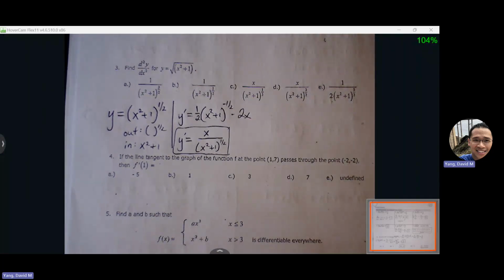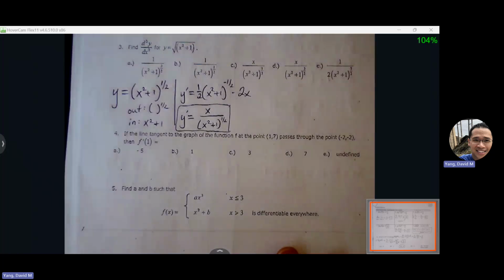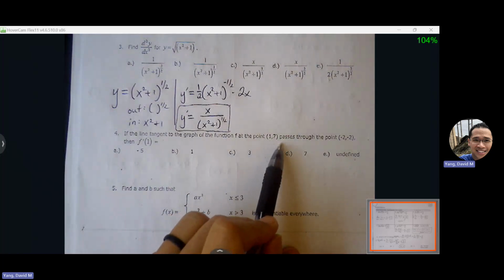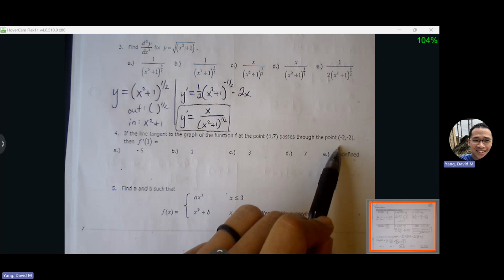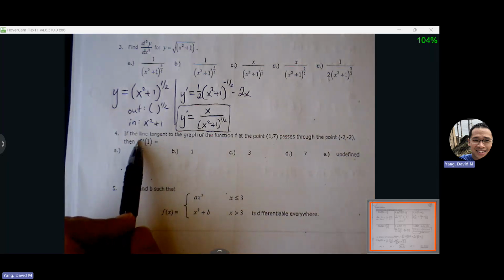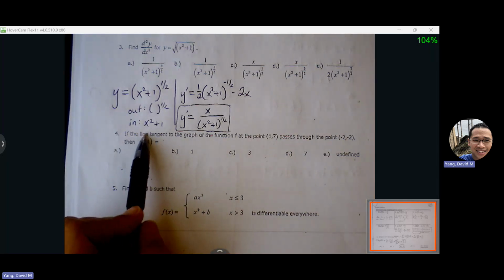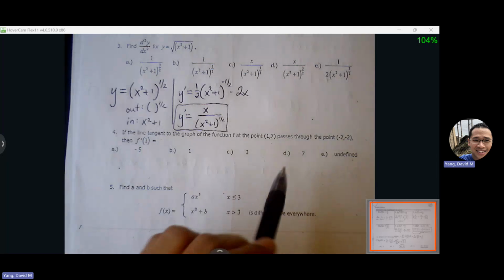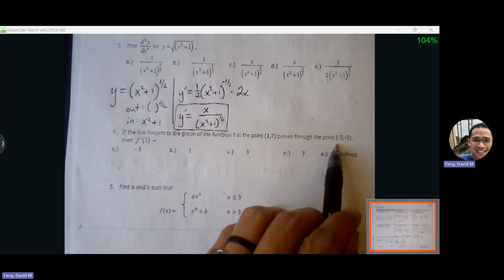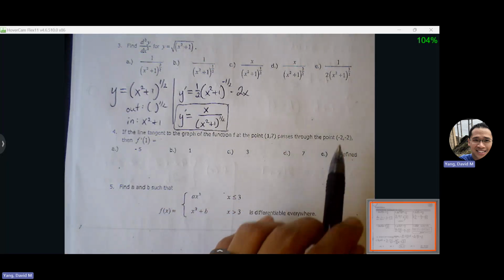All right, number 4: if the line tangent to the graph of the function at the point (1,7) passes through the point (-2,-2), then f prime of 1 is equal to... Now, we don't know what the graph looks like, but we do know that the graph is tangent to the line that's going to pass through these 2 points.